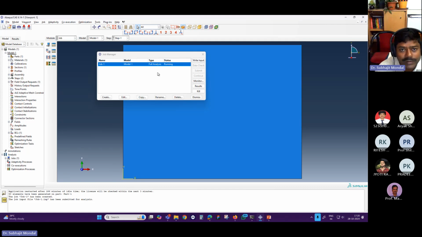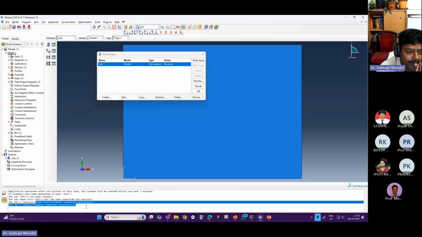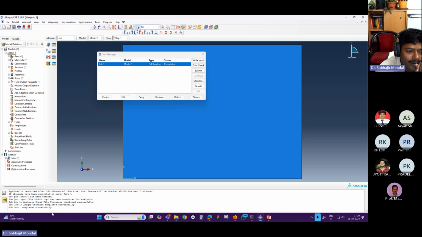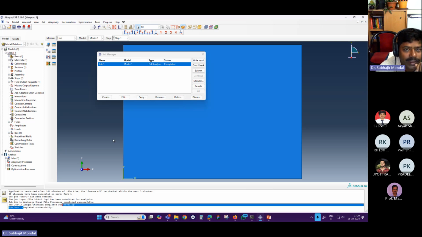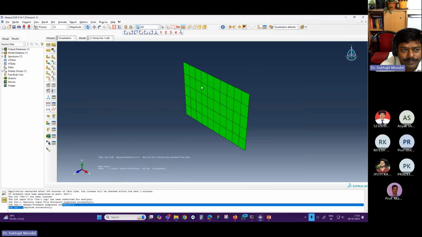So here it is showing the status is running. Basically, it is taking the model. Here you can see it is showing that the analysis input file completed successfully. Job 1 completed successfully. Here also you can see the job is completed successfully, meaning there is no error or warning. Now you can go for the result.